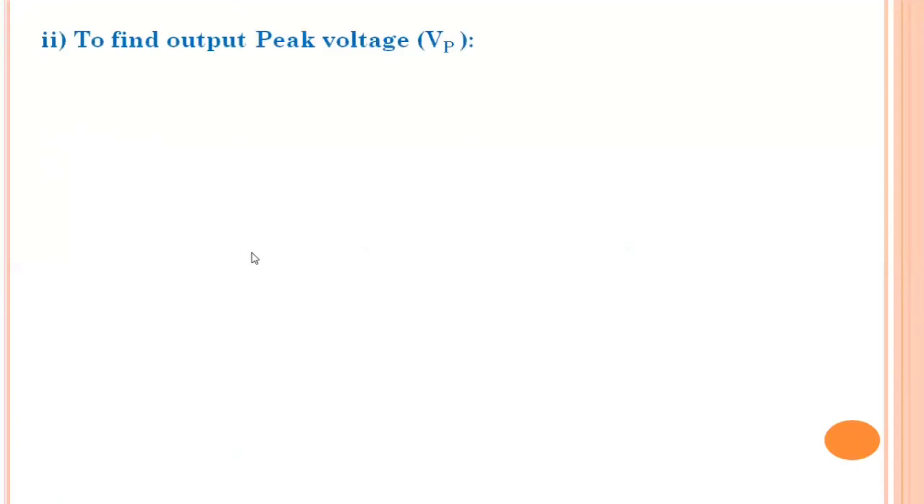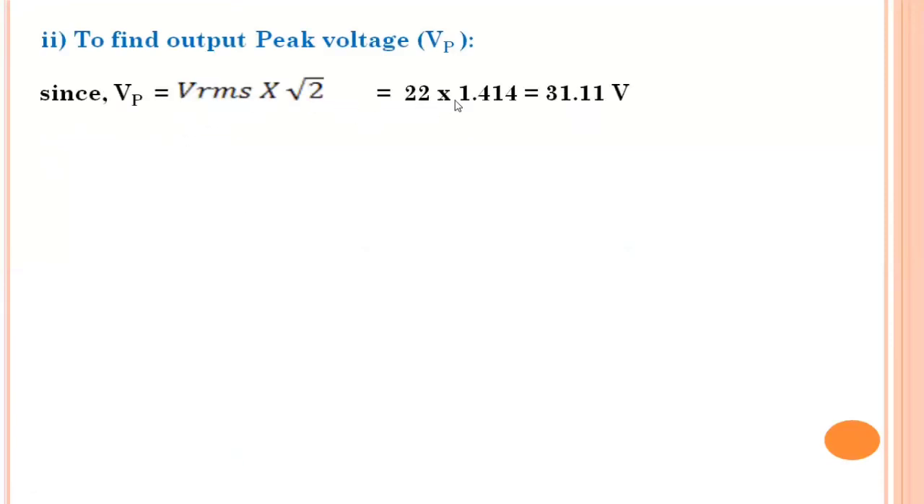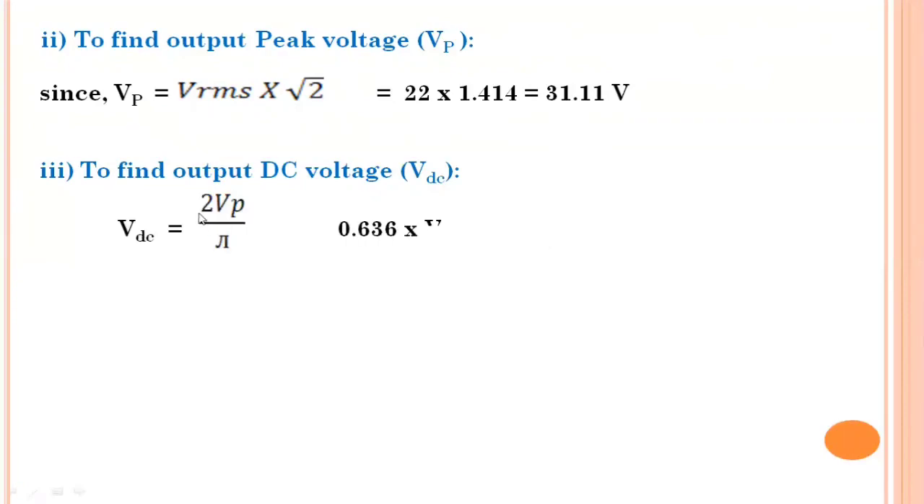From this we can find the peak voltage as RMS into √2. So 22 into 1.414, 31.11 volt is the peak voltage at the output of rectifier circuit. Now to find out the DC voltage in case of bridge rectifier, like full wave, it is given by double of Vp/pi. That means 0.636 times Vp, 0.636 times 31.11. If you solve it, it becomes 19.78 volt.